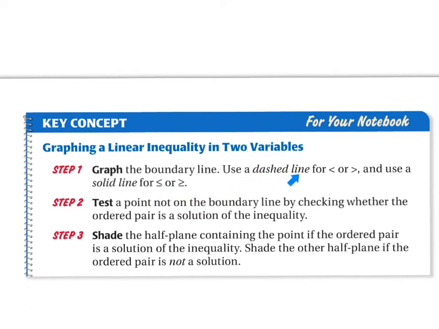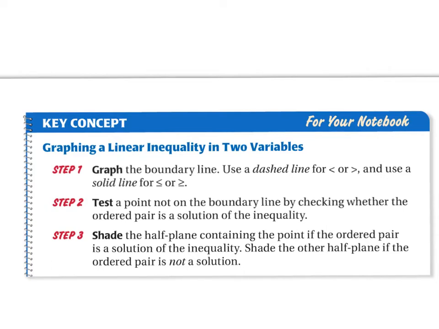We use a dashed line if there's no equal to. This is like our open circle when we graph on a number line. The solid line is like our closed-in dot. And then we're going to pick a point to test. Pick a point that's not on the boundary line and see if it's a solution.